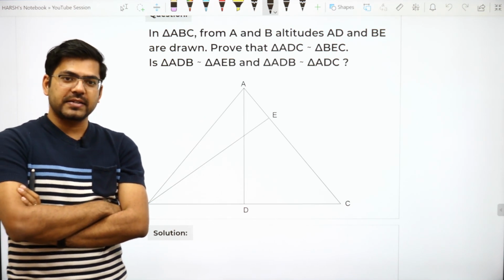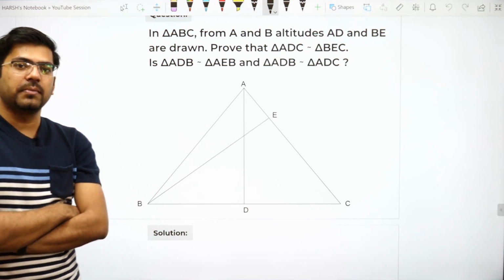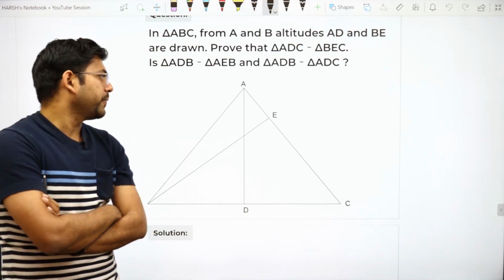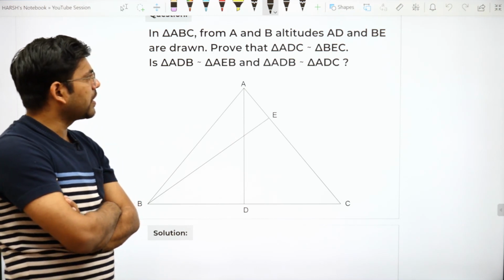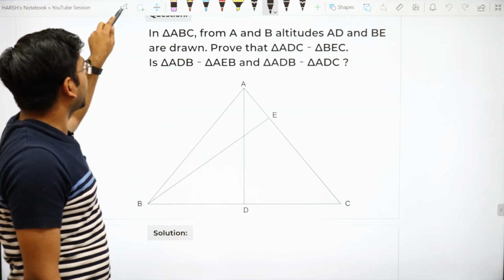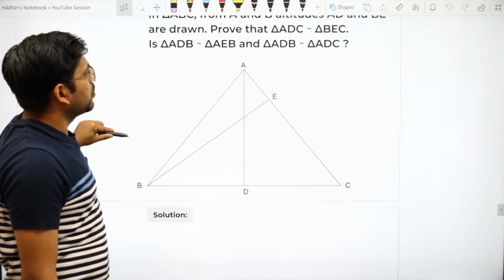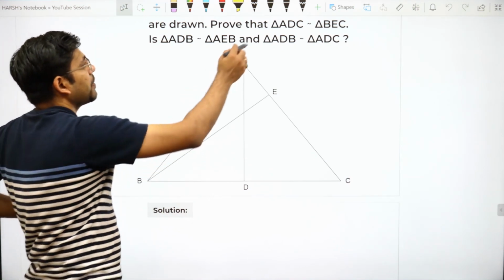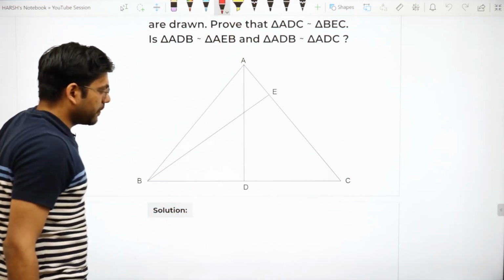And then it is asked to check whether ADB is similar to AEB or not, and whether ADB is similar to ADC or not. Okay, let's first try to prove the first question, and thereafter we will move on to the next one. So we have to prove ADC and BEC are similar.